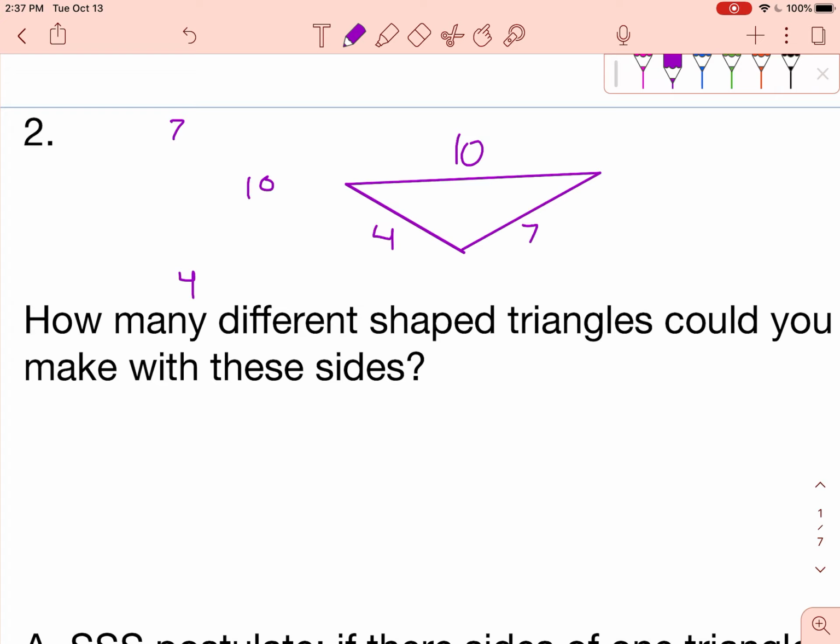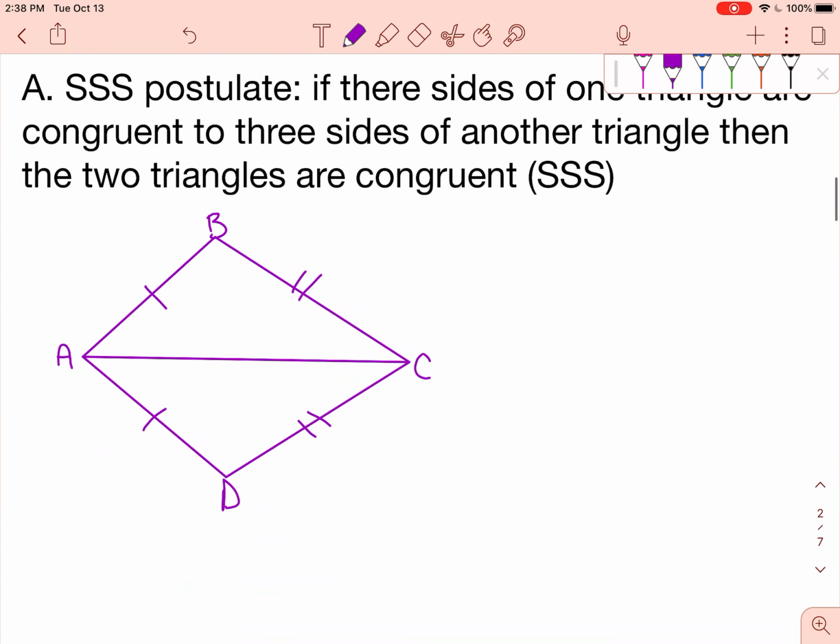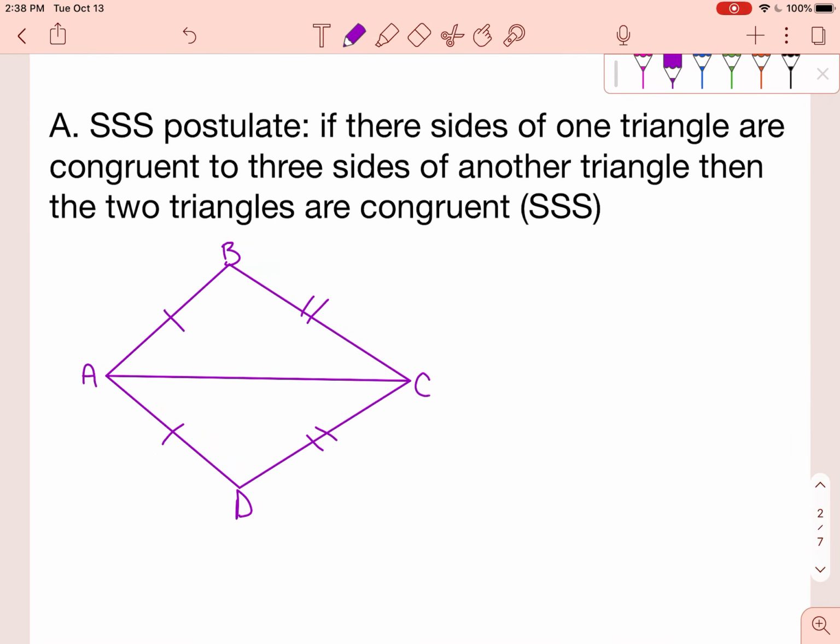I understand that yours might be upside down. You might have a 4 here, a 7 here, and a 10 here, but these triangles will all exactly be the same. If you were to cut them out and spin them, all of them would eventually fit on top of each other, okay? Whenever you have 3 sides that are congruent, you're only able to make one type of triangle, which brings me to my first postulate. It is called the side, side, side postulate, okay?